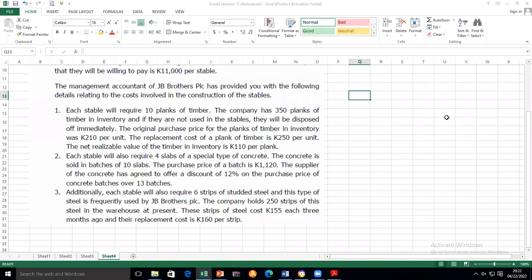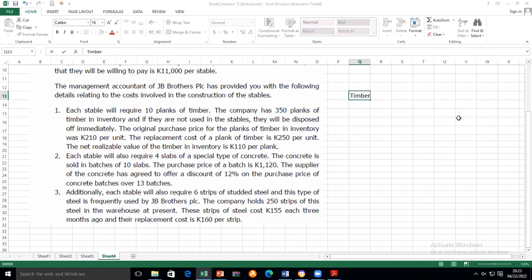Each stable requires 10 planks of timber. The company has 350 planks of timber in inventory, and if they're not used in the stables, they'll be disposed of immediately. The original purchase price for the planks of timber in inventory was 210 per unit. The replacement cost of a plank of timber is 250. The realizable value of the timber in inventory is 110. So let us now start with timber.